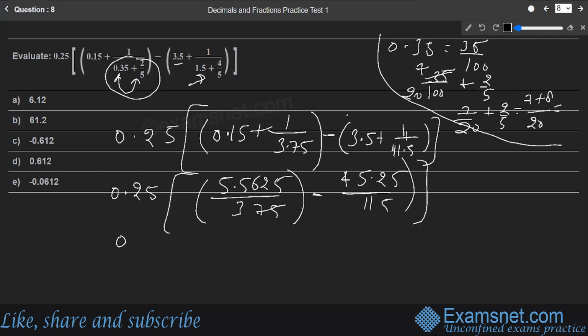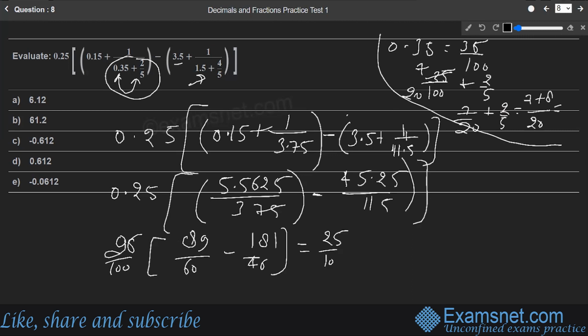Then we solve it further. It's going to be 25 by 100 on the outer side. And if we solve this mathematical expression, we are getting it to be 89 by 60 minus 181 by 46. We are again supposed to solve this. This is becoming 25 by 100 of minus 3383 divided by 1380. And if we solve this expression now, the ultimate result is coming out to be minus of 0.612.